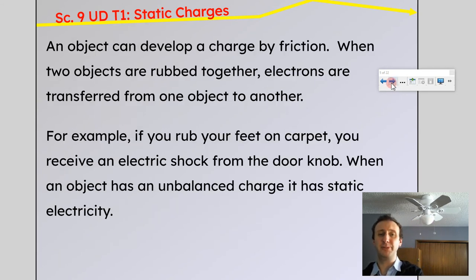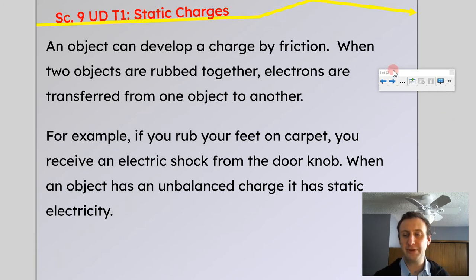An object can develop a charge by friction. When two objects are rubbed together, electrons are transferred from one object to another. So you've seen this when you shuffle around on the carpet, right? And then you can give somebody a shock. That's friction. That's two things rubbing together. And by having things rubbing together, as a result, we can end up giving a shock or having a buildup of charge.